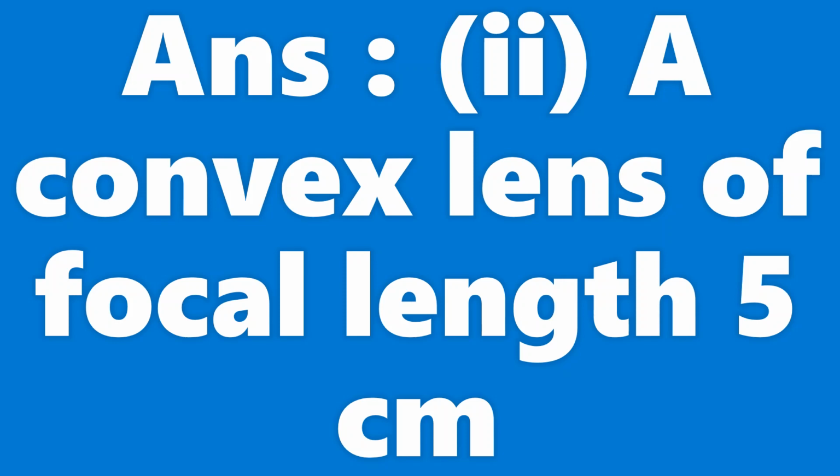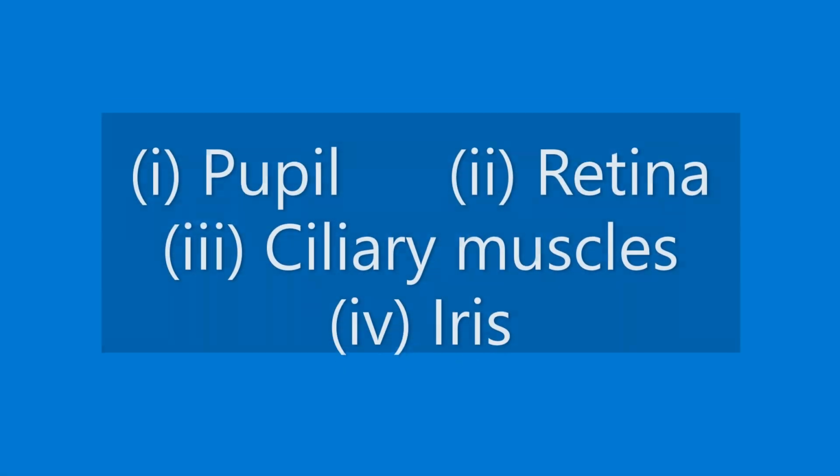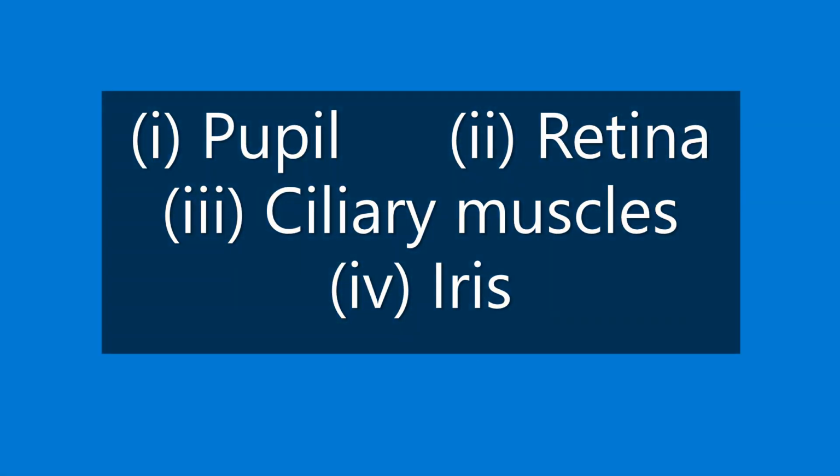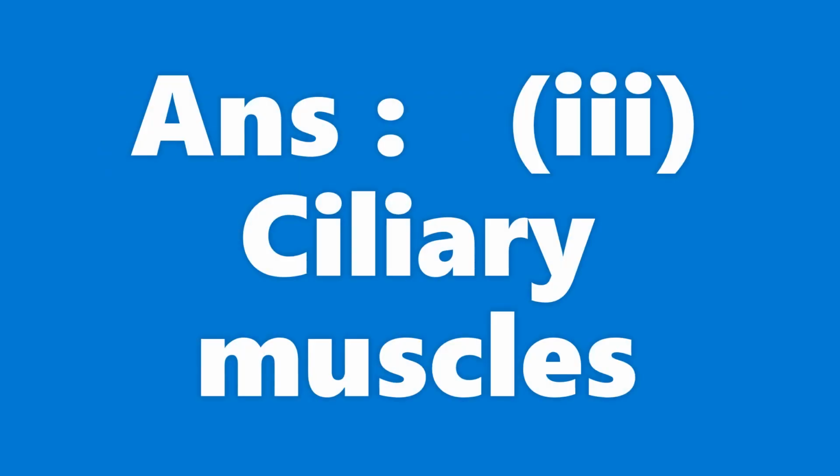The next question is, the change of focal length of an eye lens is caused by the action of the number 1, pupil, number 2, retina, number 3, ciliary muscles, and number 4, iris. Answer of this question is number 3, ciliary muscles.